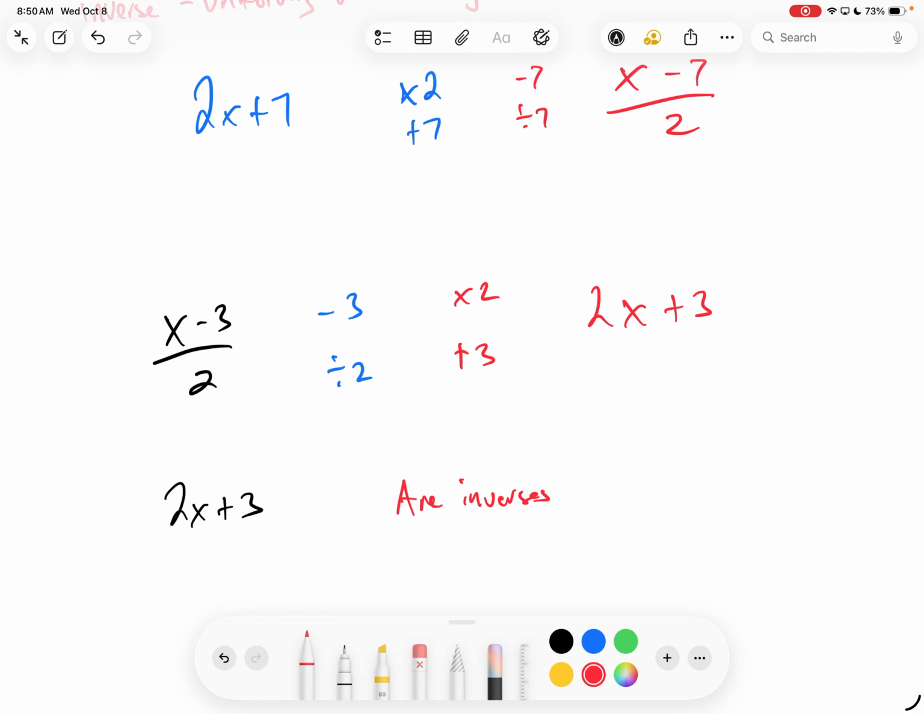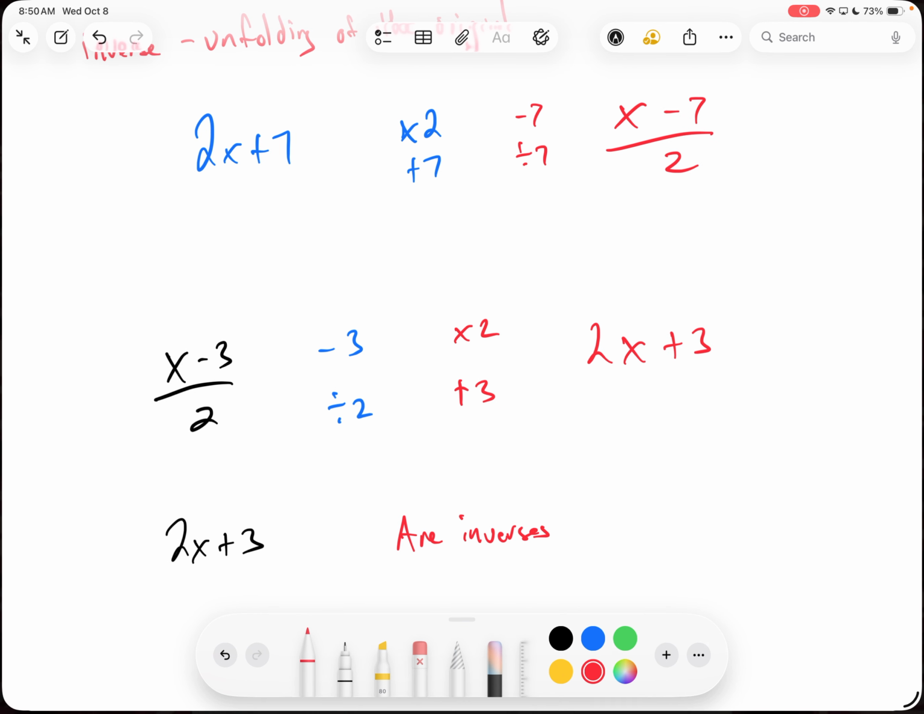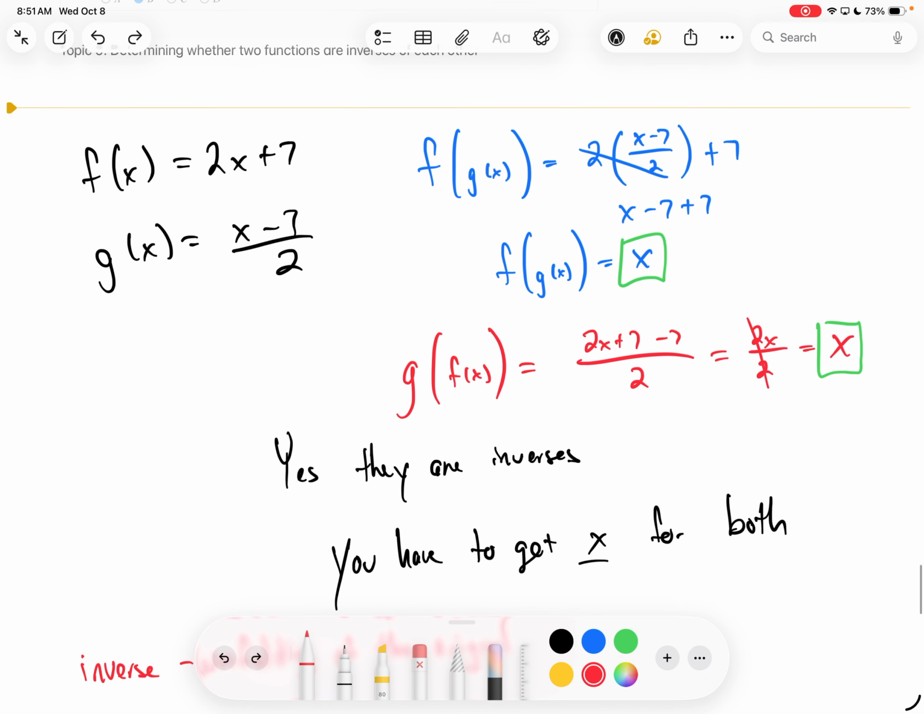If that makes sense to you and you can work through that in your head, you're welcome to do that. That works like 95% of the time. There's like one scenario where it doesn't work, but I don't think we do that problem in this class. But to me, that's what it is. Like you unfold what you did. If I plugged a 5 in, I would subtract 3 and divide by 2. So to unfold what I just did, I would multiply by 2 and then add 3. Okay. All right. We will probably talk more about inverses. If that doesn't make sense of thinking through it, you can plug g of x into f of x and then f of x into g of x. And if you get x for both of them, they are inverses of each other.